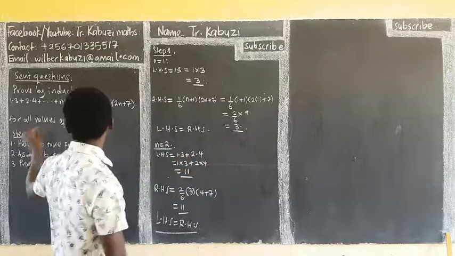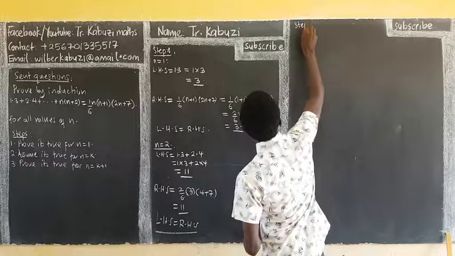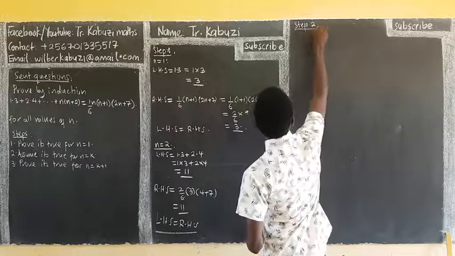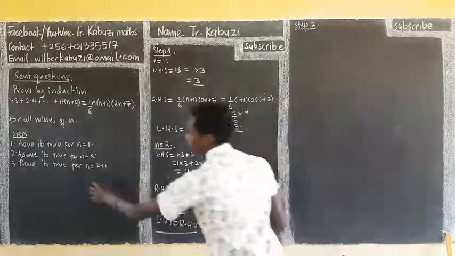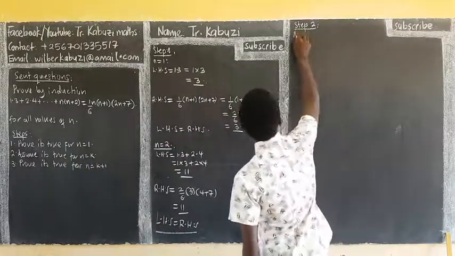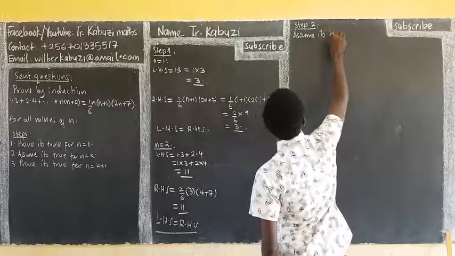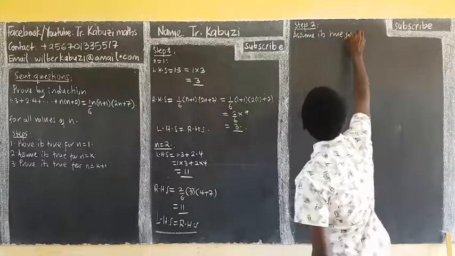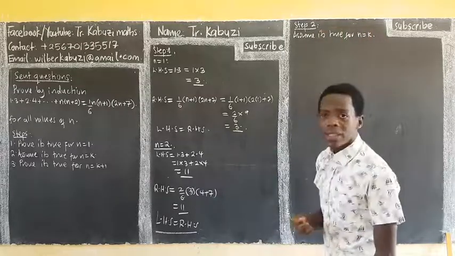Now, from there, we come to step 2. Step 2. Now assume it's true for n is equal to k. So this is an assumption step.